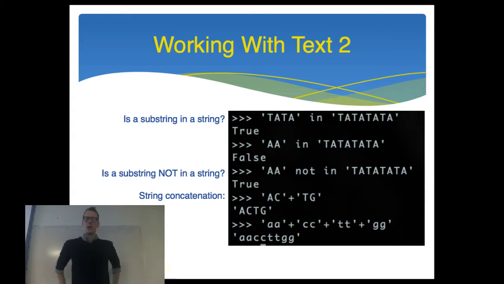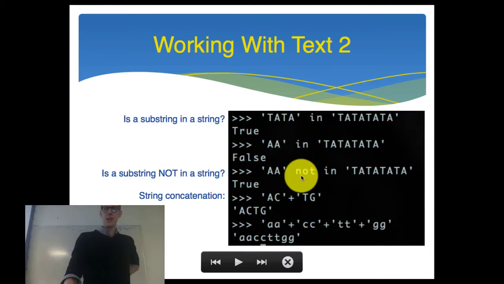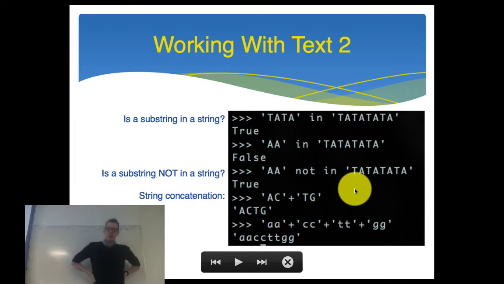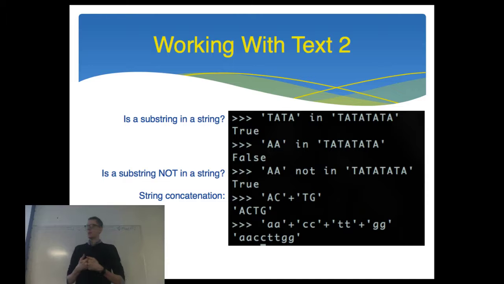If we then check for a string that isn't in there, for example, the two letters A in a row, within this sequence, we find False, that it is not in there. Remember capital F for False. We can then add the word not, which will negate the logic. So is AA not in TATATA? Well, it is not in there, so you get a True back, rather than the False that you would get without the not. It negates that statement, and then we get a True back. You can glue strings together with the plus sign.